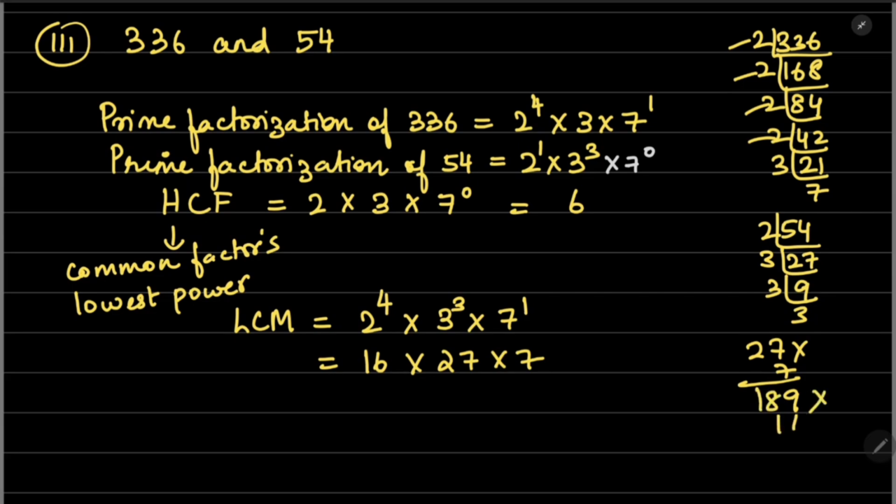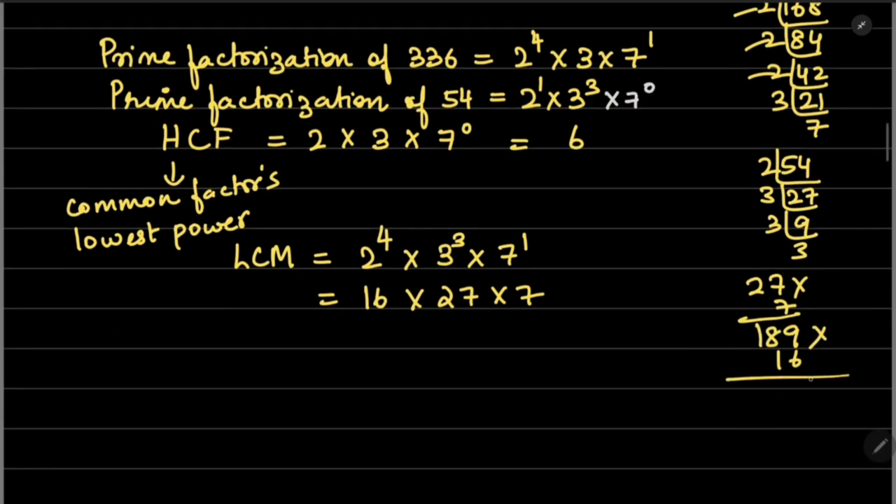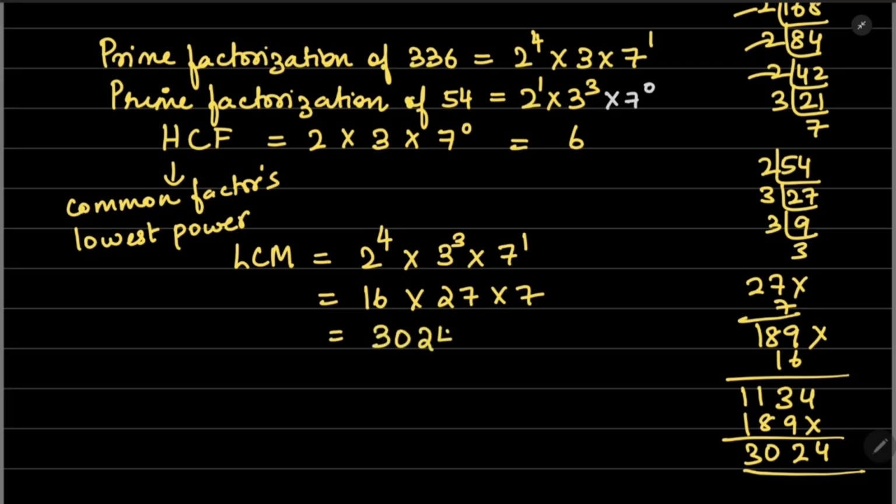Multiplied by your 16, right? So 9 6s are 54, 4, 5 carry over, 8 6s are 48, 49, 50, 51, 52, 53, 3, 5 and then 11. Okay, 9 8 1. So you have 4, 12, 0, 1, 3, 3, 0, 2, 4. Okay, so your LCM is 3024 and your HCF is 6.